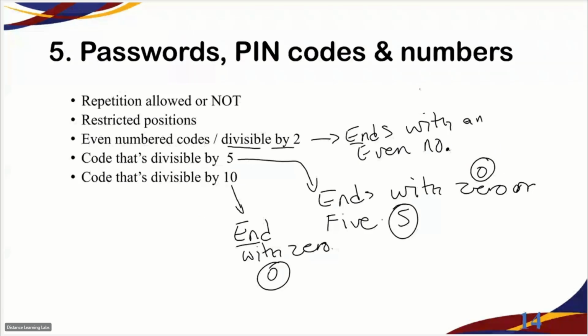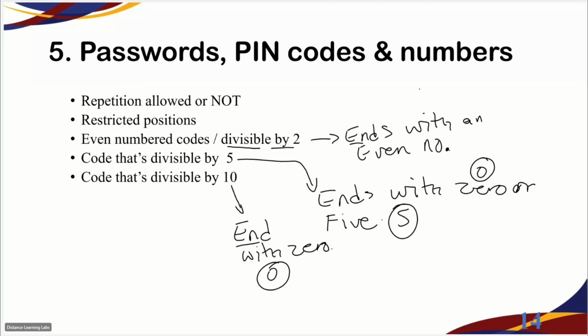Codes that are divisible by 5 restrict the last position. If it's divisible by 5, it must end with a 0 or 5. Codes that are divisible by 10 restrict the last position. The last position must only be a 0. Any number that is ending with 0 would be divisible by 10. Now, the first position can also be restricted by the words greater than, less than. So those words are also restricting the first position.